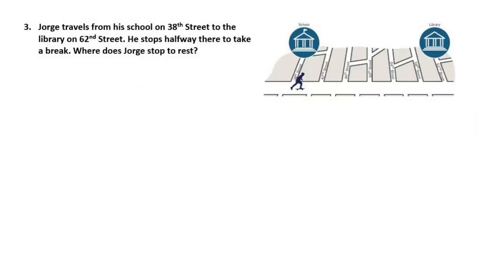So number 3 up at the top. Jorge travels from his school on 38th Street to the library on 62nd. He stops halfway there to take a break. Where does Jorge stop to rest? Just like we did on part B on number 1, I want you guys to take about a minute and find where he is going to stop to take his rest. School's on 38th Street. Library's on 62nd Street. Where is the halfway point for him to take his rest?